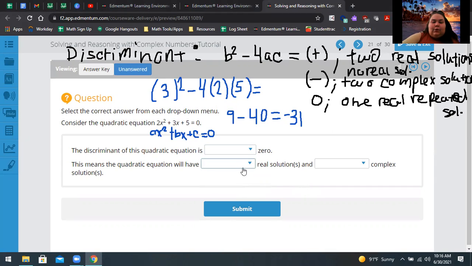And this means that the quadratic equation will have, because it's negative, right, a negative number, remember, no real solutions and two distinct complex solutions. So again, go ahead and take a moment, make sure you enter that for the first one. When you have that negative, it's no real solutions and two distinct complex solutions. Remember, you can't have both real and complex solutions. It has to be either you're going to have real solutions or you're going to have complex solutions.